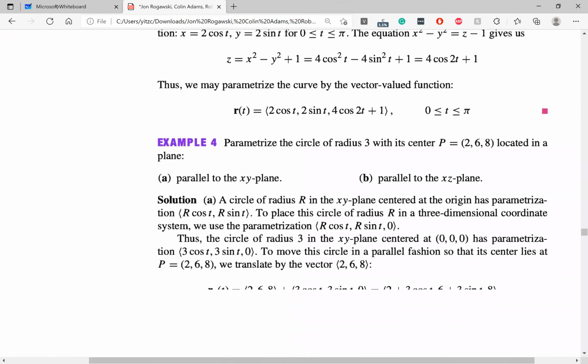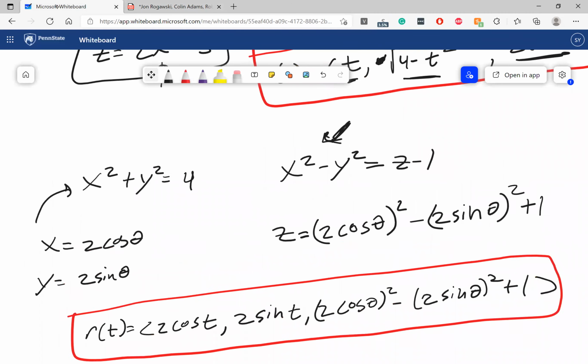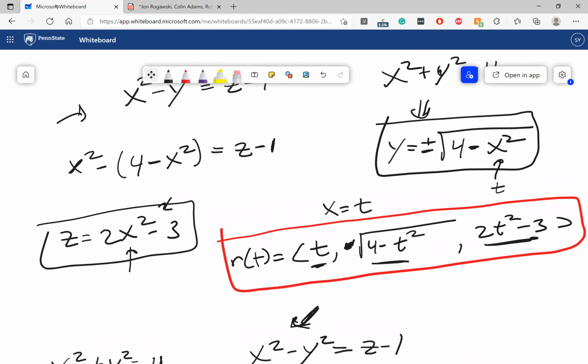Okay. Oh, why did it say t equals x? So in the first one, we see that we can find an equation that compares y and x. And we find an equation that compares z and x.